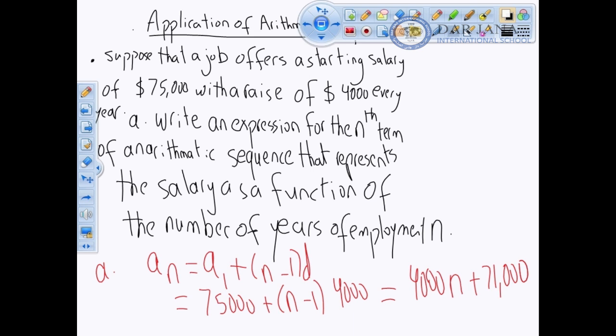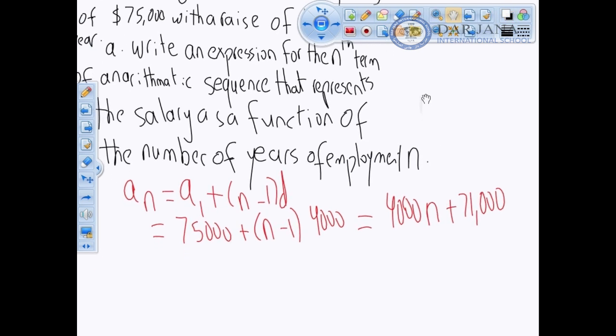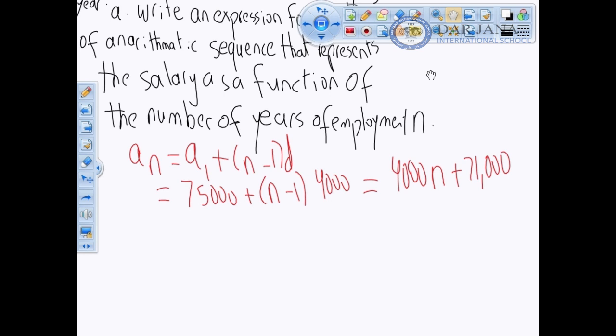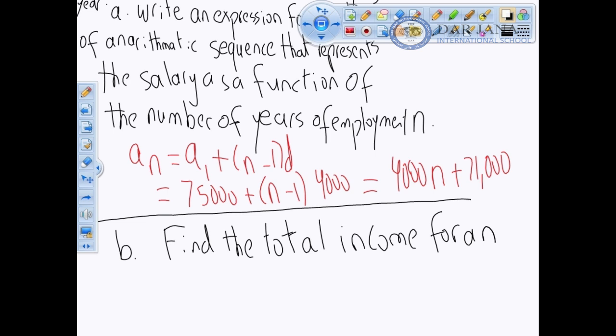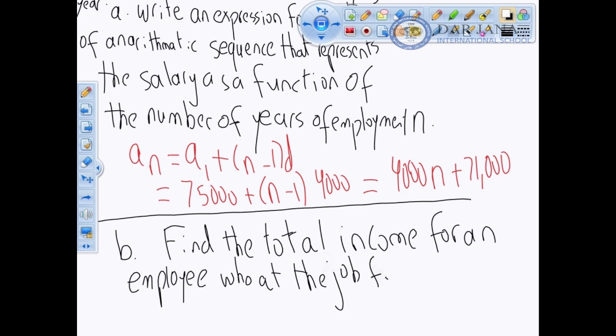Part B. Find the total income for an employee who is at the job for 20 years.